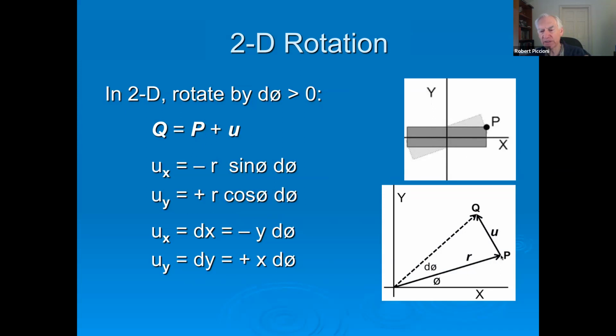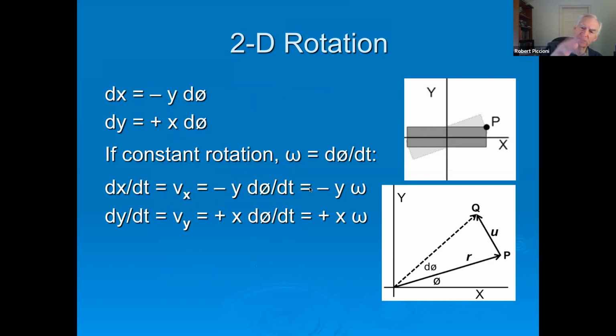So P was here to begin with. When we rotate, it moves to Q. U is the vector that takes P all the way to Q. And so the Q vector equals the P vector plus the U vector. And you run through the math, and this is what you get. So if you work on this triangle here, you can figure out that these are the new values. These are the coordinates of the vector that takes you from P to Q. And if you write it this way, then the change in X is minus Y times the rotation angle, and the change in Y is plus X times the rotation angle. So this is the most convenient way to consider it.